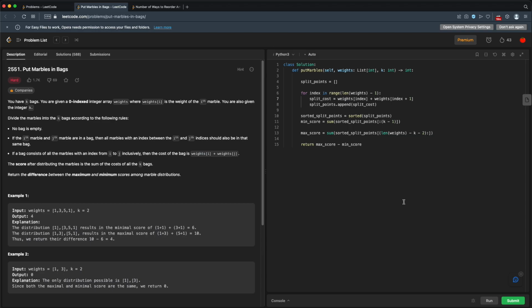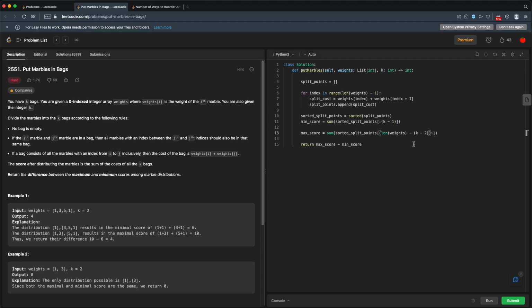Let's see what's going on here. Let's say if k is 1, this will be from 0 to 0. Okay, if k is 2, this will be from 0 to 1. That should be all right. All right, what about this guy? It should be length of weights minus k minus 2. There we go.